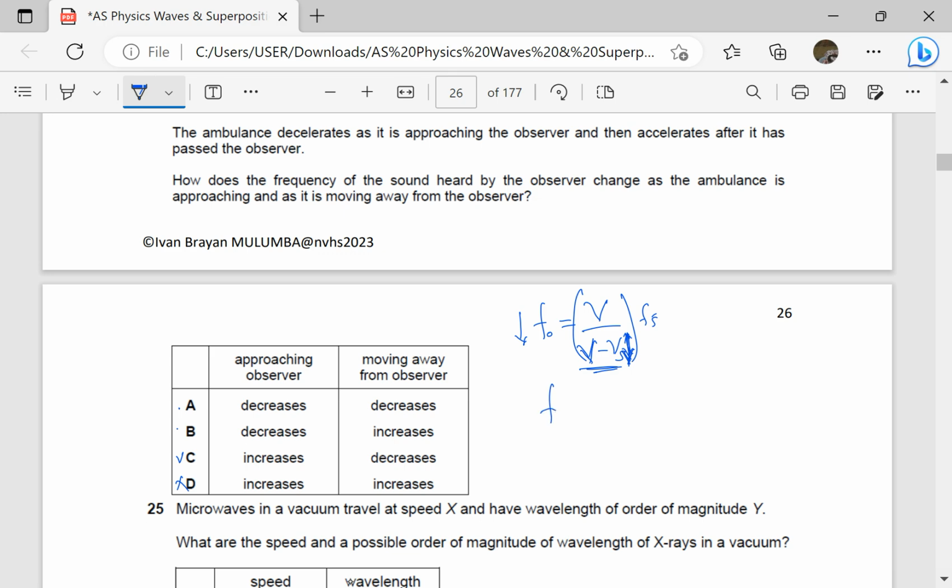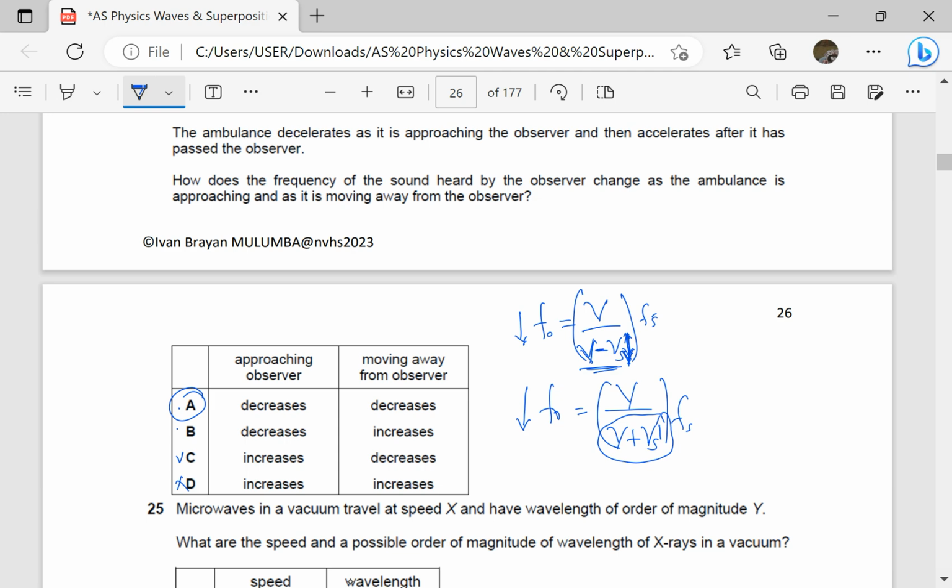Then moving away, F naught is going to be V divided by V plus speed of the source, times Fs. Because it accelerates, it means speed of the source is increasing, making the denominator become bigger. And if the denominator becomes bigger, this is going to become smaller. Therefore F naught also decreases. So approaching the observer, frequency decreases. Moving away from the observer, it also decreases.